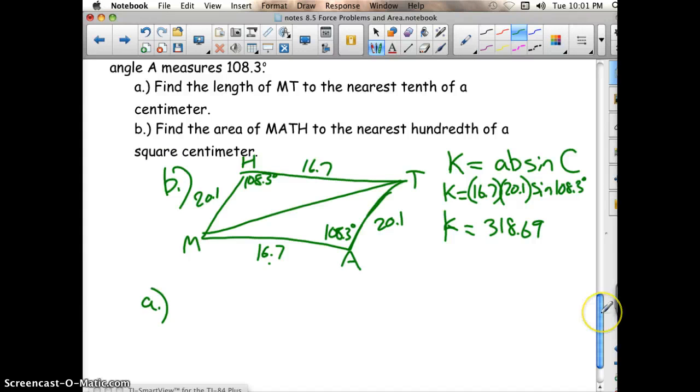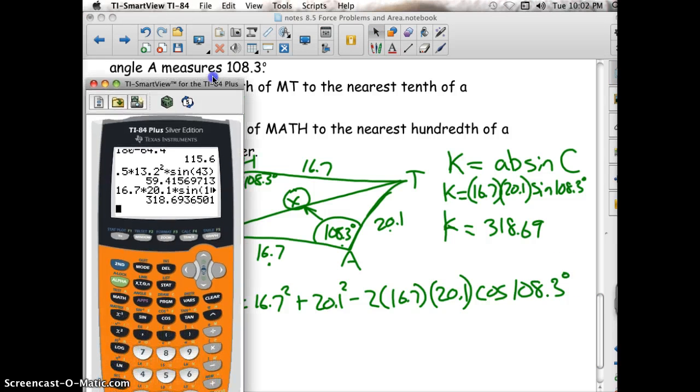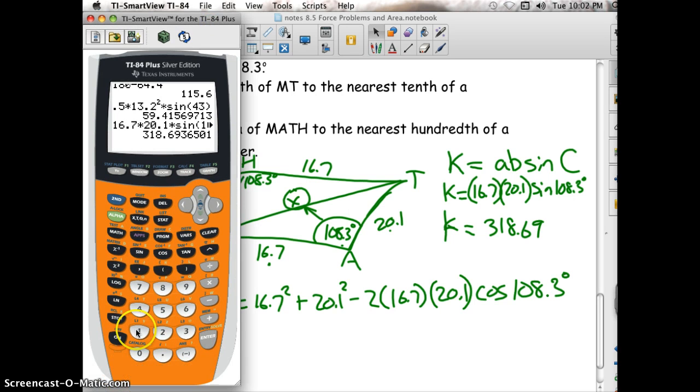Find the length of MT. Oh, the length of MT. All right, this harkens back to something we were doing earlier. If I have a side, an angle and a side, and I want to find another side, the side right across from that angle will be our friend, the loneliest side, and I can use the law of cosines. X squared equals 16.7 squared plus 20.1 squared minus 2 times 16.7 times 20.1 times the cosine of 108.3 degrees.